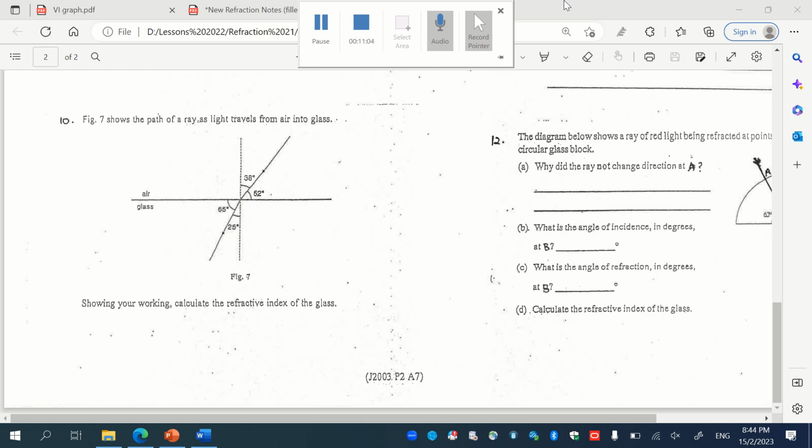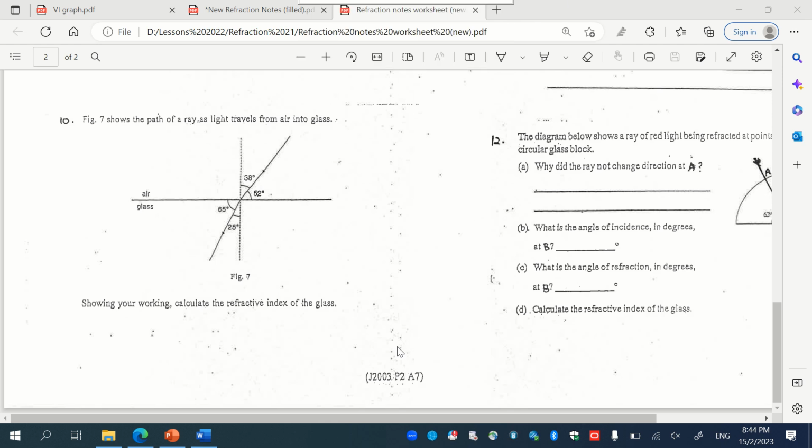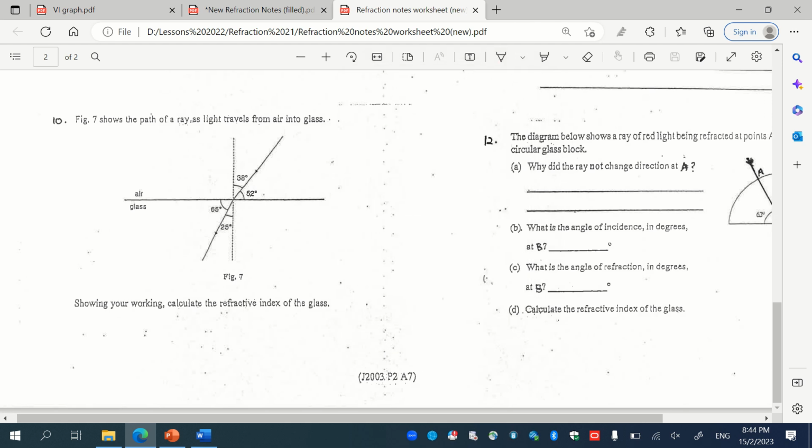Okay, you flip to the worksheet behind. You should be able to see this one. Have a try on question 10, if you want to practice your sine I over sine R formula. And also question 12. Have a practice on these two. These were the two that we tried in the class today.